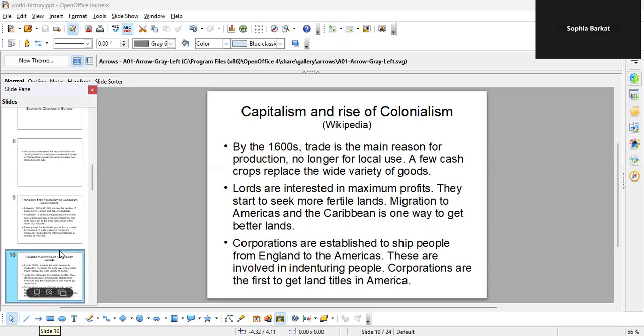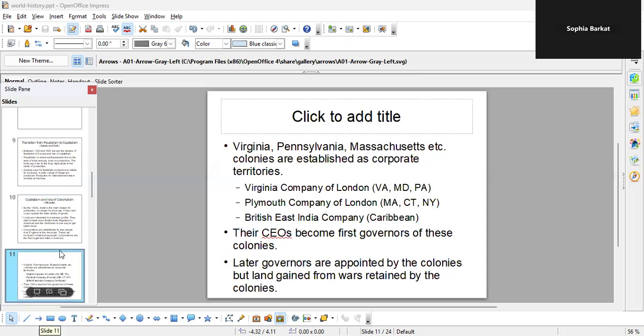We see a lot of people being brought to America, and many of them are children, many of them are prisoners, many of them are poor people. And so corporations get a lot of money from this, right? And they're rich enough to actually buy land titles. So the first couple of states or colonies that are established are actually the land rights belong to the companies. In Virginia, Pennsylvania, Massachusetts, these colonies are established as corporate territories.